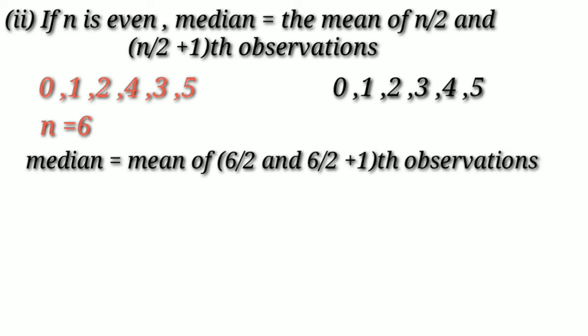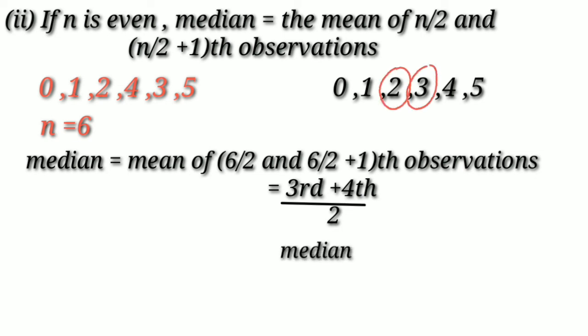n is 6, so we'll substitute n equals 6 in it. 6 by 2 equals 3. So third term and the next term, fourth term. The mean of these two terms is the median. In the above data, the third term is 2 and the fourth term is 3. So (2 plus 3) by 2, that is the mean of the two observations, equals 2.5, which is the median.